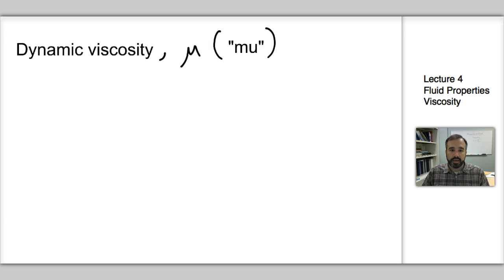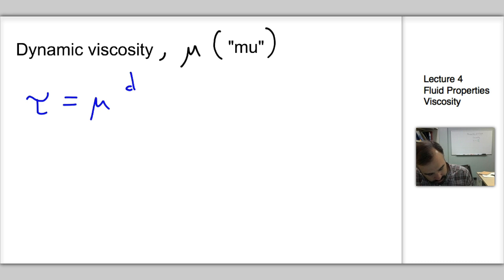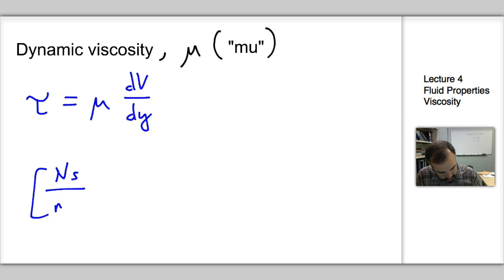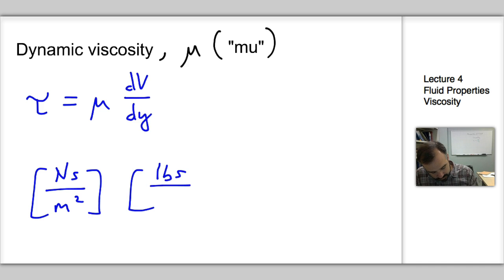And it turns out that the viscosity, or in particular the dynamic viscosity, which we'll talk about first, is the constant of proportionality between the stress and the strain rate. So we define that using the Greek letter mu, and we can now write tau, the shear stress, is equal to mu times the strain rate dV over dy. Okay? And mu, the dynamic viscosity, has units of Newton seconds per meter squared in SI, or pound seconds per foot squared in English units.